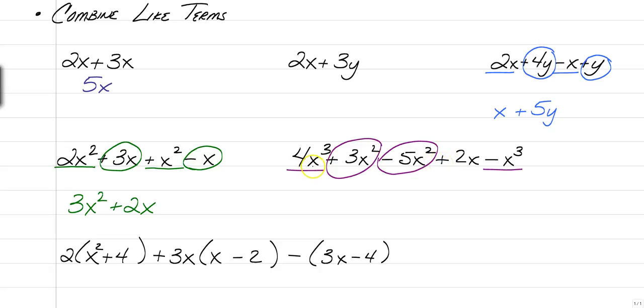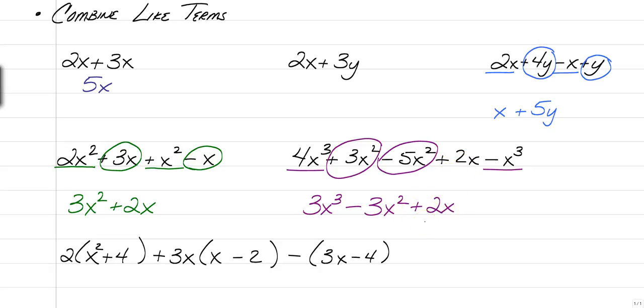So we have 4x cubes. We lose 1x cubed, so we have 3x cubes. And then we have 3x squared, and we lose 5x squared. So that means we are at a negative 2x squared. And then we have our 2x.